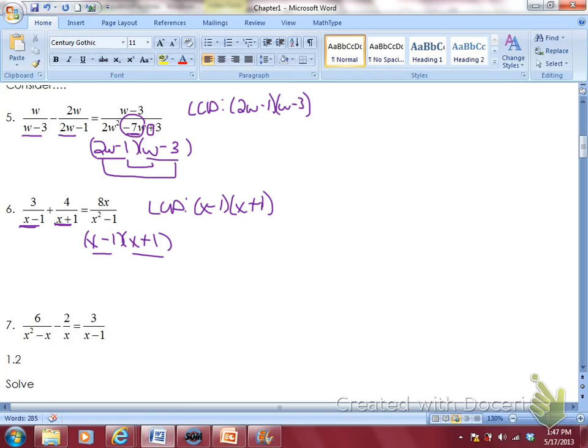And lastly, if we look at the last problem, we can factor the x squared minus x using the LCD to factor that out. So the largest common factor is an x, and we're left with x minus 1. Since we have factors of x and x minus 1, and they're the only two factors, the LCD for this problem would be x minus 1.